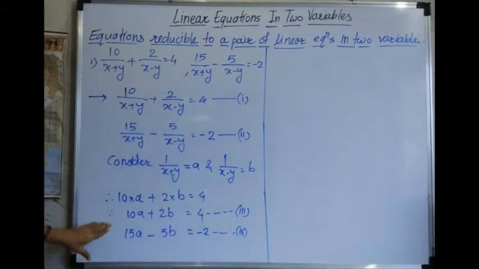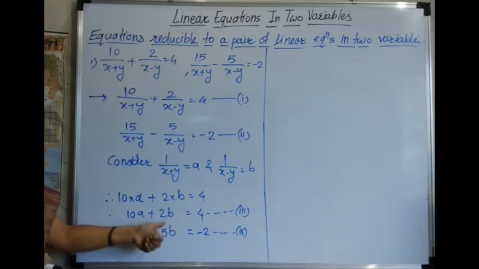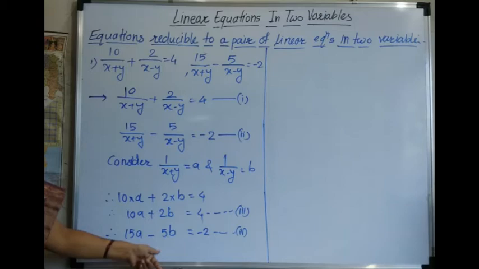Now which equations we got here? These are in standard or general form of linear equation. Now we can solve these equations easily by the elimination method. Now for that elimination method also we have to equate their coefficients. Here if you want to eliminate a, then here it is 10 and 15. If you want to eliminate b term, then here it is 2 and 5. So first we have to make their coefficients equal. So how we can make their coefficients equal?